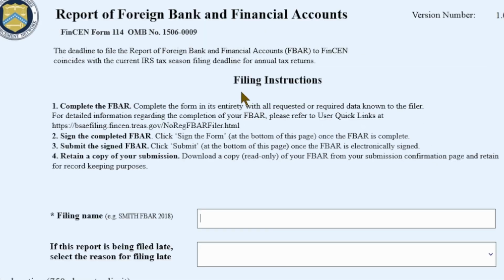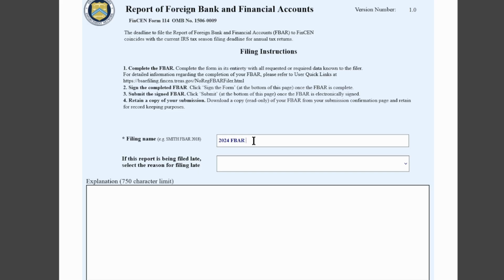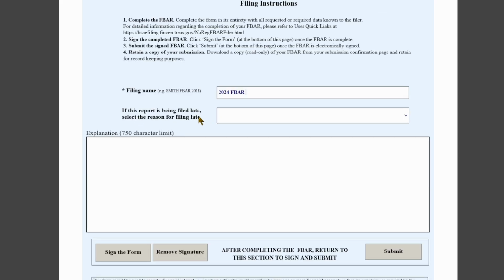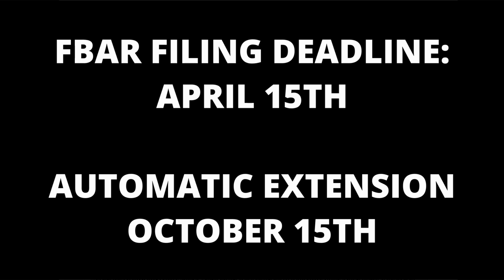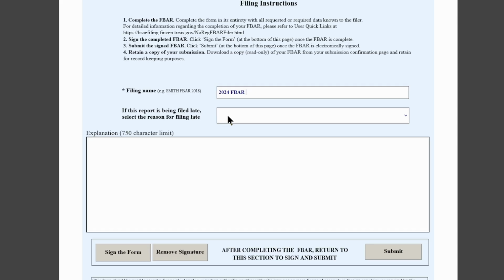Okay, start FBAR. So put the name of the file that you want them to name the FBAR as. So I put 2024 FBAR and my name after that. And if this report is being filed late, select the reason for filing late. Now, the filing deadline is April 15th, but if you do not meet that deadline, you get an automatic extension to October 15th that you don't even have to file for an extension. So really the deadline is October 15th of 2025 for the 2024 FBAR. But I like to get it in before April 15th so it's out of the way so I can focus on my taxes.